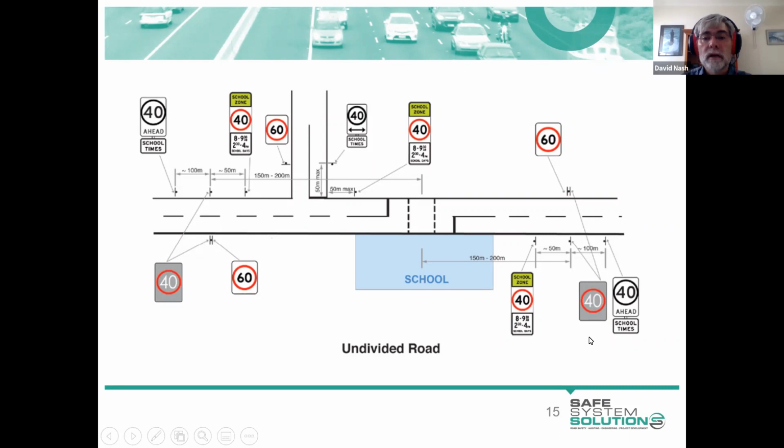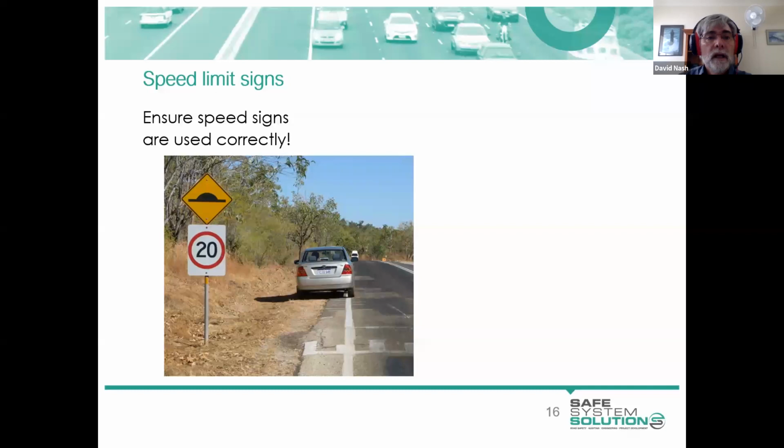Electronic signs are preferable if you can afford to put them in. So that's just an indication of how you can lay it out around a school zone. Ensure that speed zones and speed signs are used correctly.